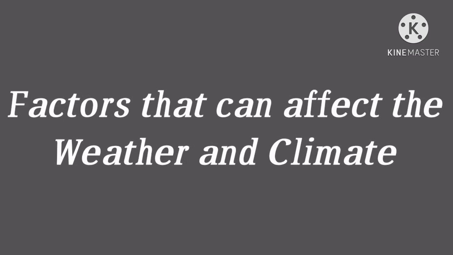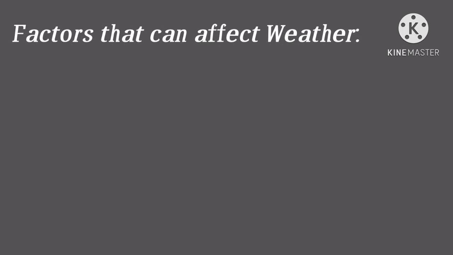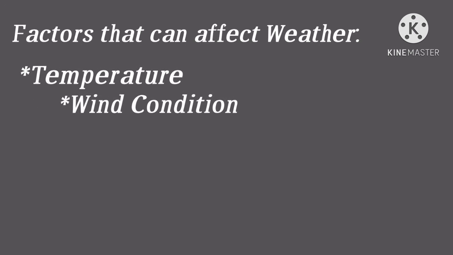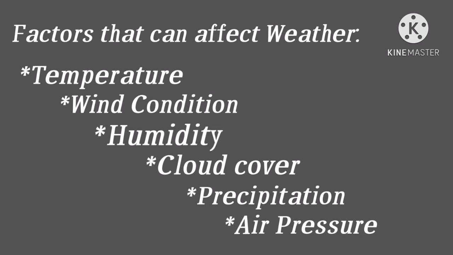Now that we are done discussing the definition of weather and climate, we are now going to discuss the different factors that can affect our weather and climate. There are a lot of factors that can affect our weather and climate. But first, I am going to discuss the different factors that can affect our weather before I discuss the factors that can affect the climate. These are the factors that can affect our weather. First is temperature, wind condition, humidity, cloud cover, precipitation, and lastly, the air pressure. And all these factors are constantly changing up and down.